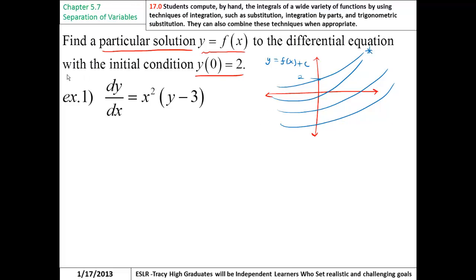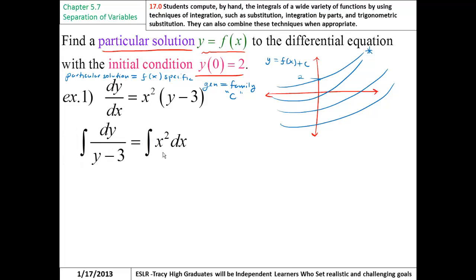A particular solution equals a function of x that's specific, and a general solution is a family. The general one is a family of solutions that all have some constant c in them. But the process for beginning these is exactly the same. So we're going to separate variables. He's just highlighting these differences here.